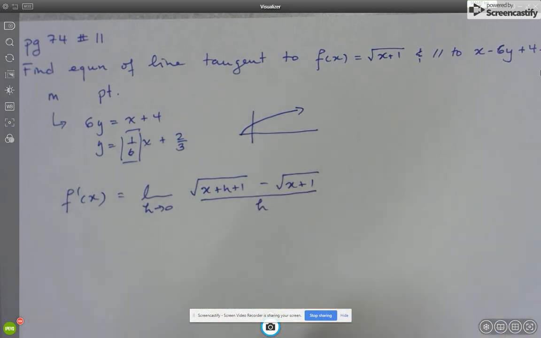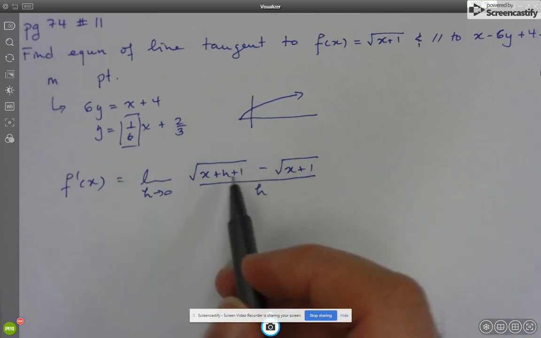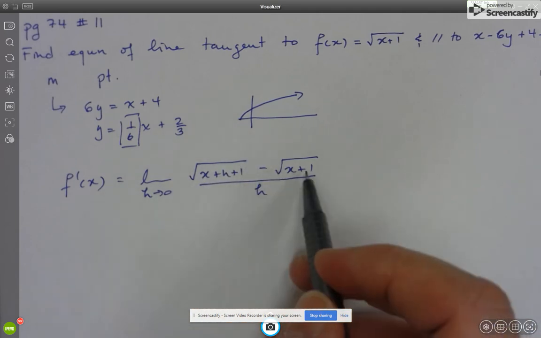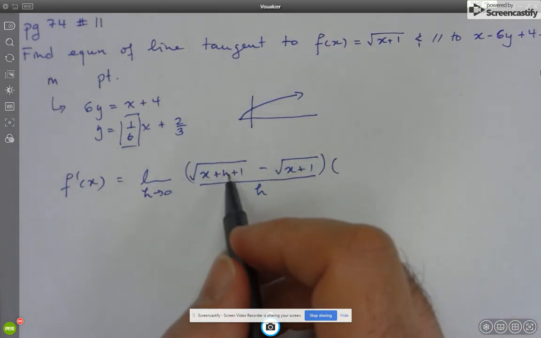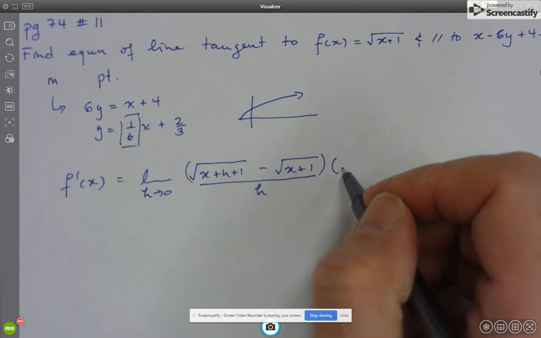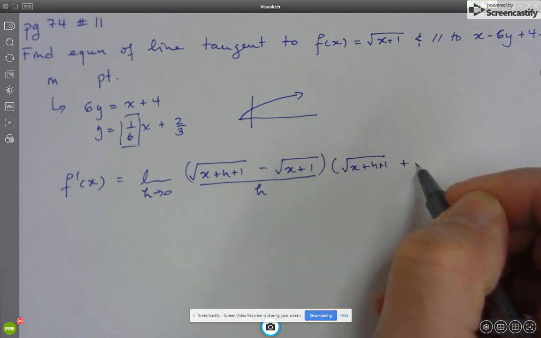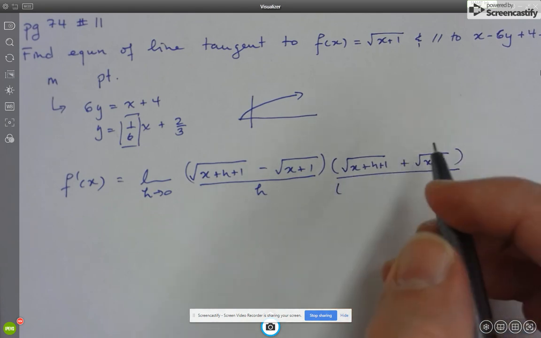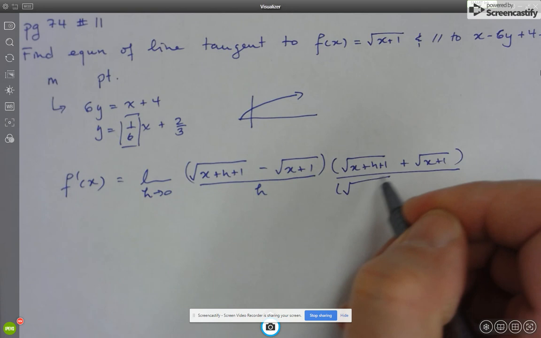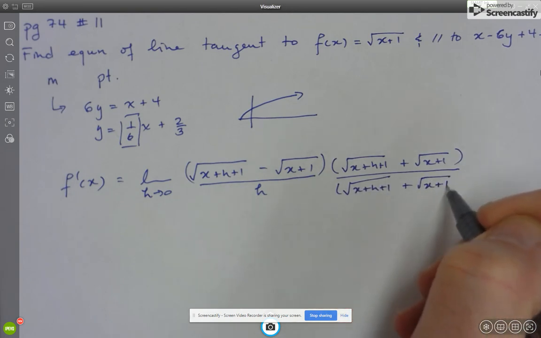All right, we have to determine this limit. Now, because I'm going to want, hopefully at some point, a factor of h in the numerator, I need to get this h out of the square root. And the trick we use is to multiply numerator and denominator by the conjugate of this expression. So in other words, multiplied by root x plus h plus 1 plus root x plus 1. But of course, if I do that to the numerator, I've got to do the same thing to the denominator. So root x plus h plus 1 plus root x plus 1.